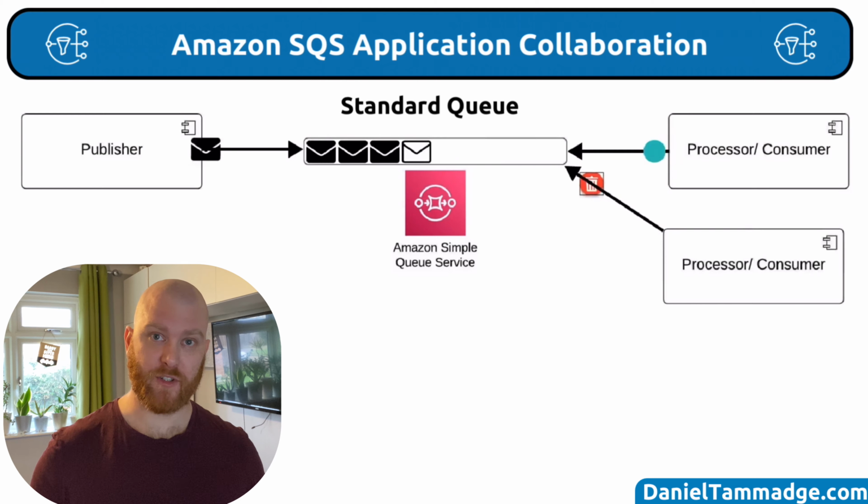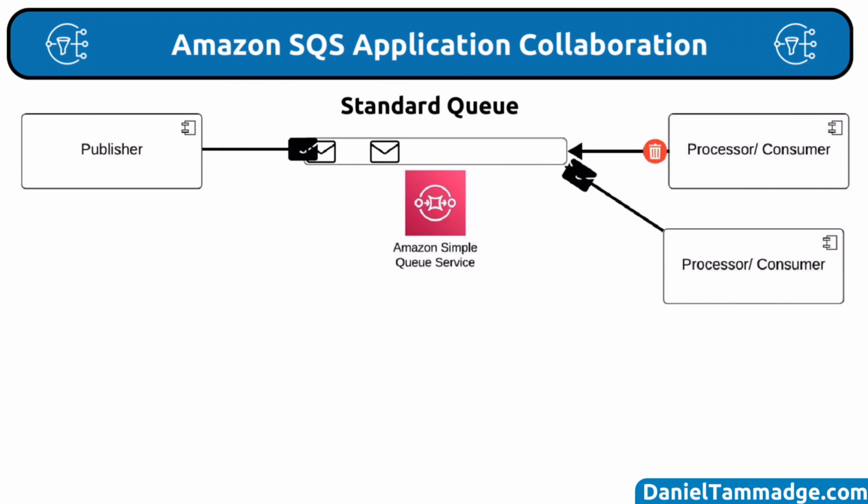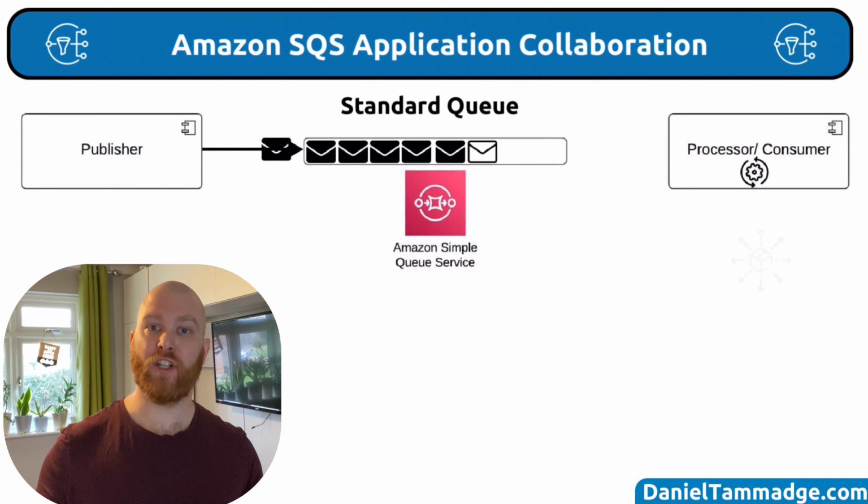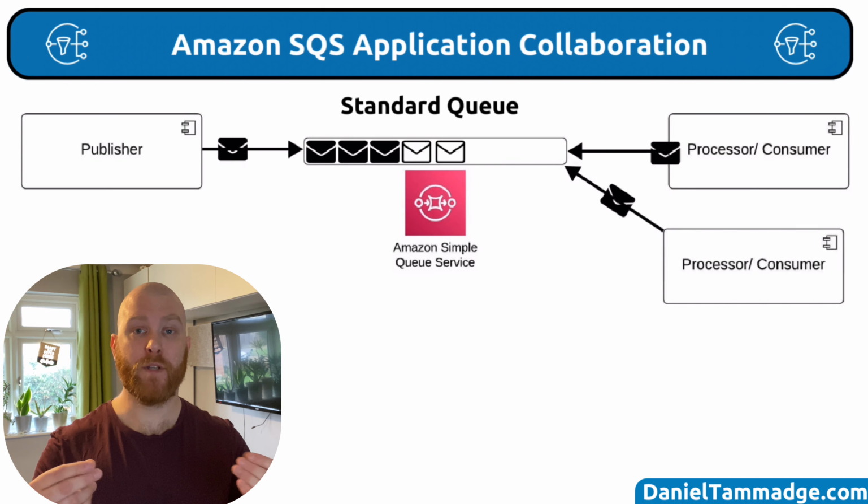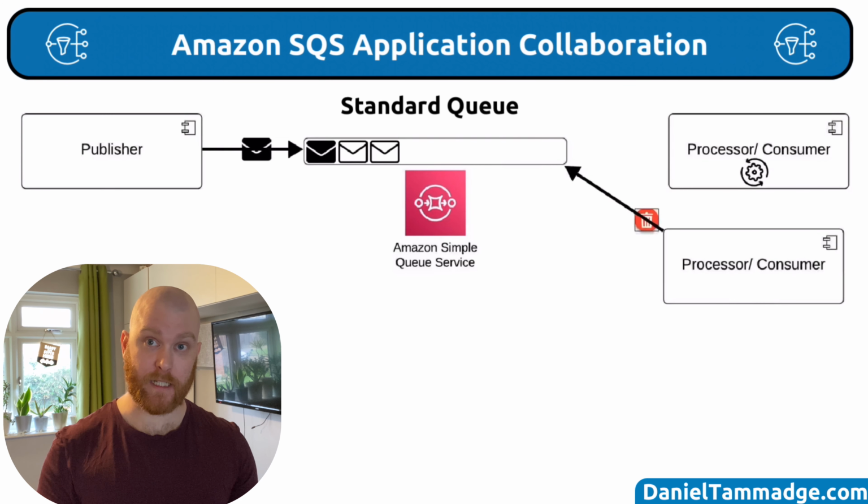Because of the message lifecycle of SQS, each queue can only have one consumer. Depending on the queue type, which we will discuss in depth shortly, the consumer can be scaled and have the queue load balance the messages between processor instances. Amazon SQS offers two types of queues. The first is standard queue, and the second is first in, first out, FIFO queues.